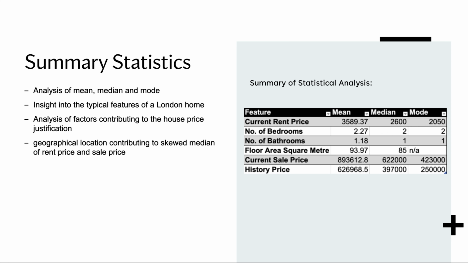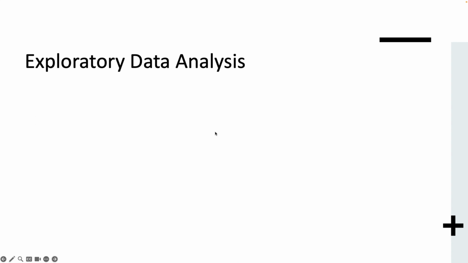Looking at both the mean and the median for the current sale price and the historical sale price, both the mean for the current and historical sale price are quite skewed from their medians. This shows that geographical location could be a factor that affected both sale prices across the entire time span.